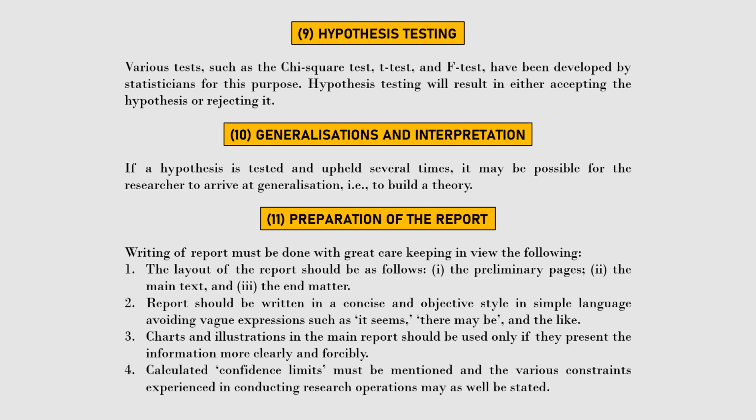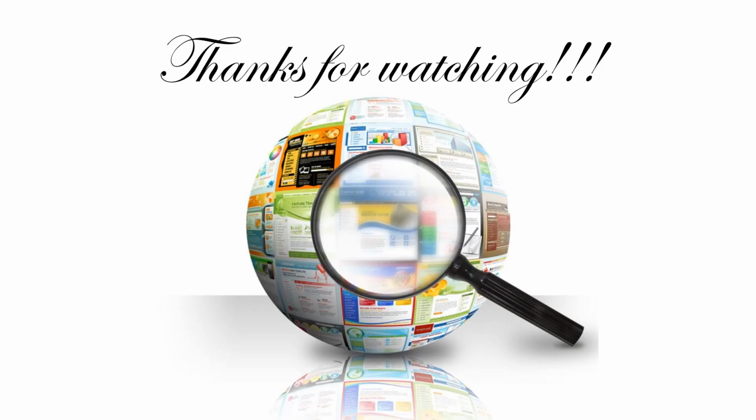Next, the report should be written in a concise and objective style, in simple language, and charts and illustrations in the main report should be used only if they present the information more clearly, and the calculated confidence limits must be mentioned, and the various constraints experienced in conducting research operations may as well be stated here. So all this has to be taken care of while preparing a report or a thesis. So this is all from me today.